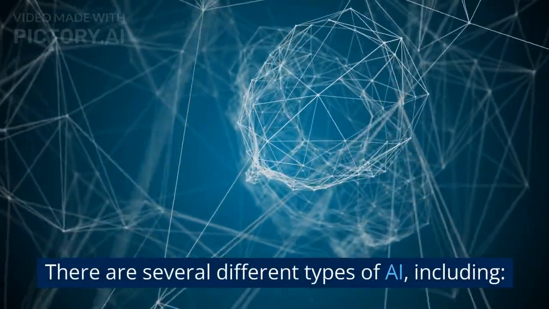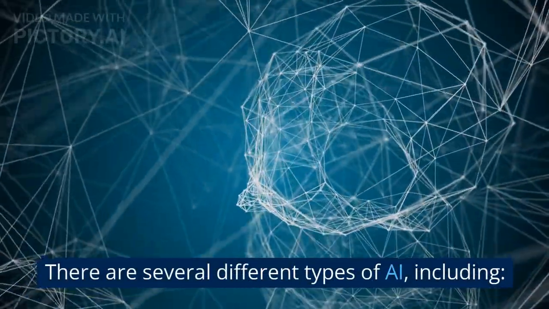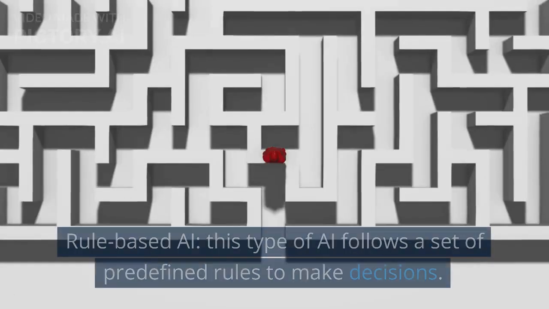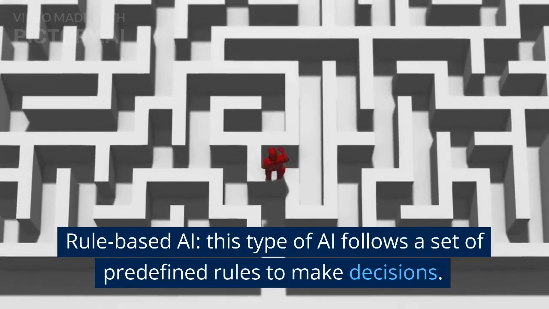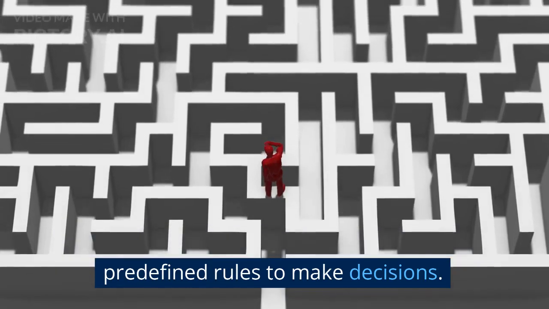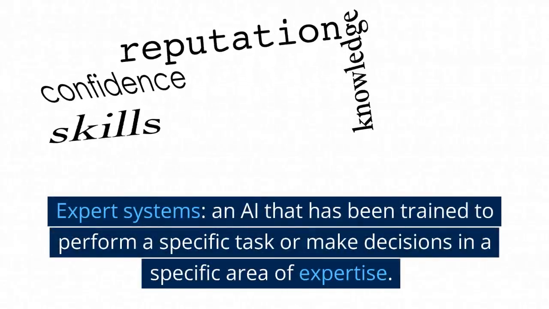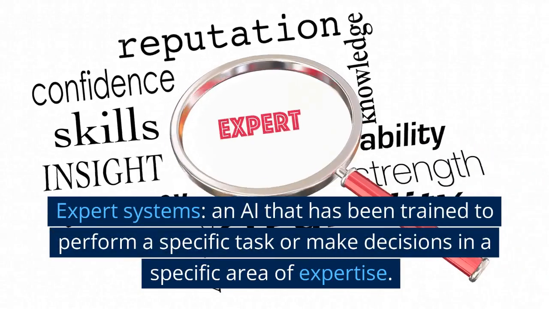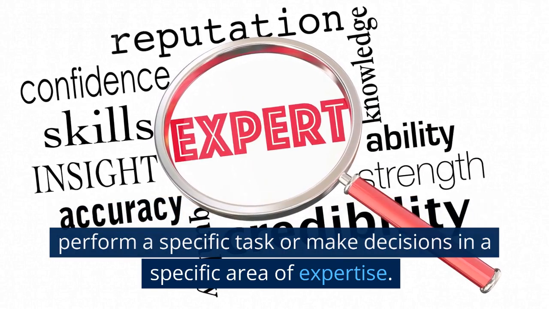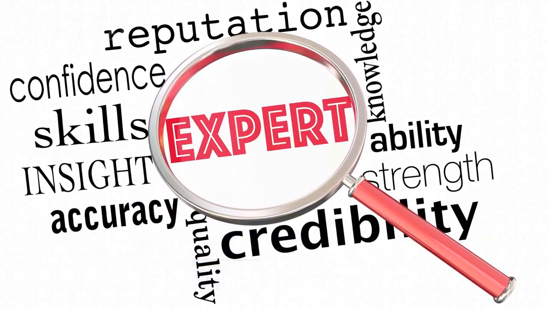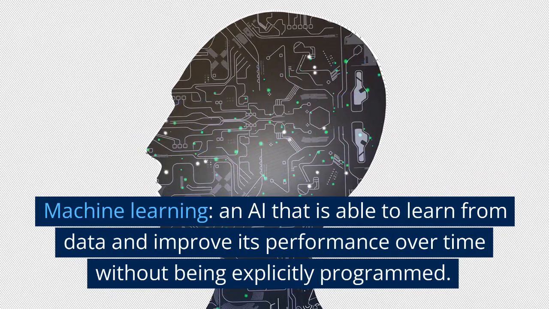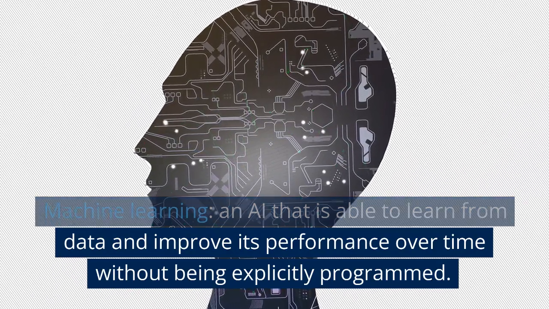There are several different types of AI, including rule-based AI. This type of AI follows a set of predefined rules to make decisions. Expert systems, an AI that has been trained to perform a specific task or make decisions in a specific area of expertise. Machine learning, an AI that is able to learn from data and improve its performance over time without being explicitly programmed.